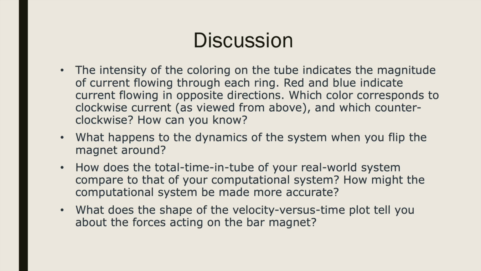If I were to flip the magnet around, the polarity reverses, so the south pole would enter first instead of the north. This means that the direction of the induced current would reverse because the change in magnetic flux is opposite. Thus, the red and blue regions would flip.